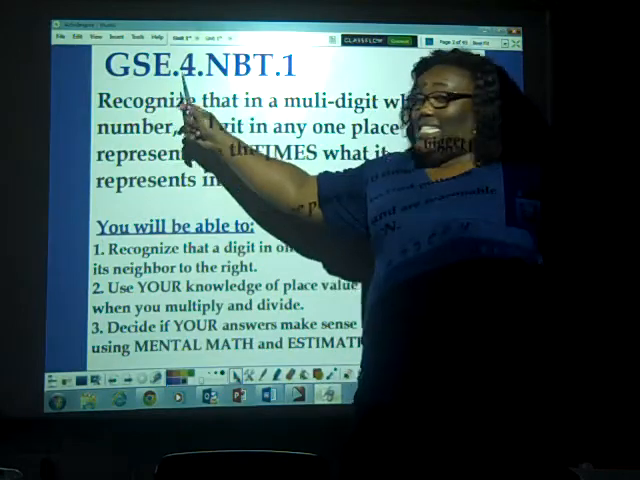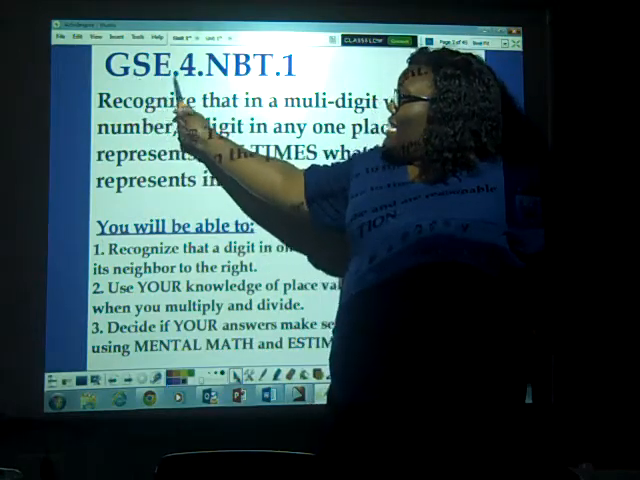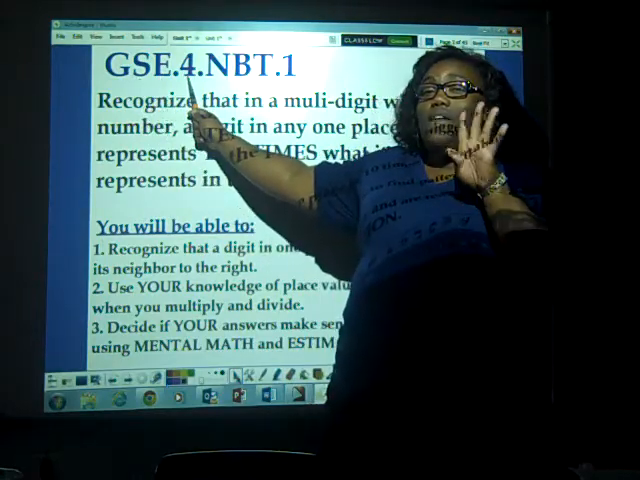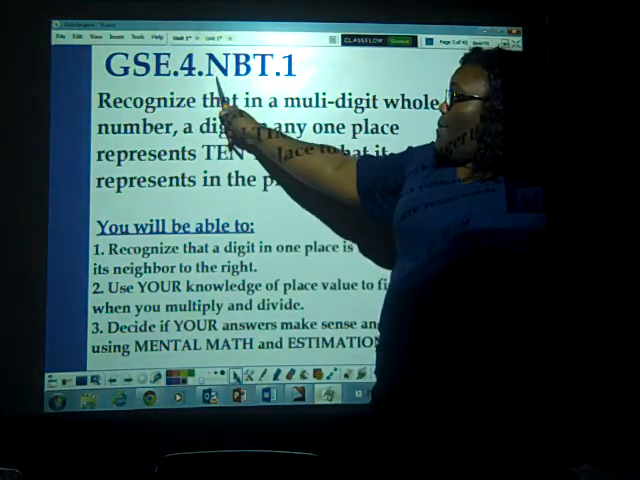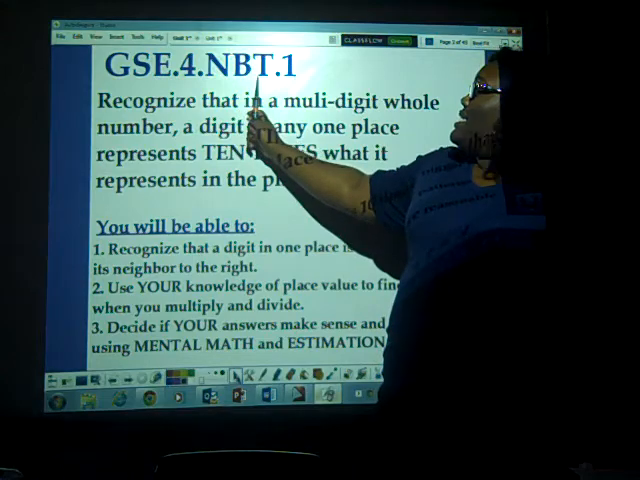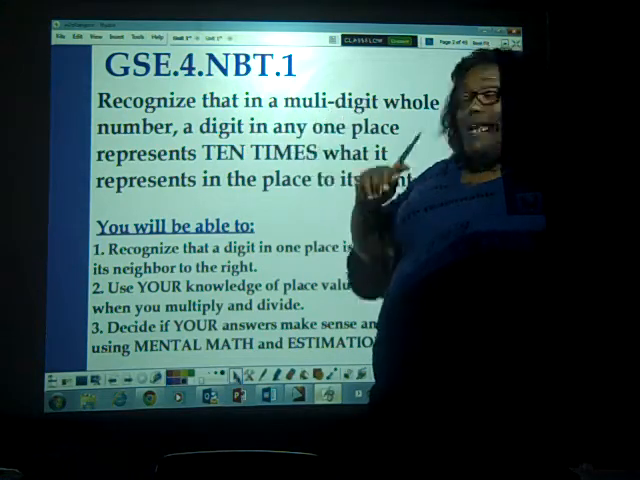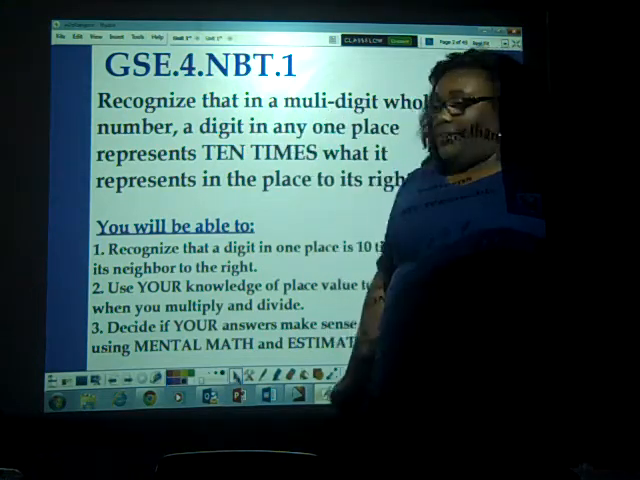GSE stands for Georgia Standards of Excellence. The 4 represents 4th grade. NBT stands for Numbers and Operations in Base 10. The 1 represents the first standard.